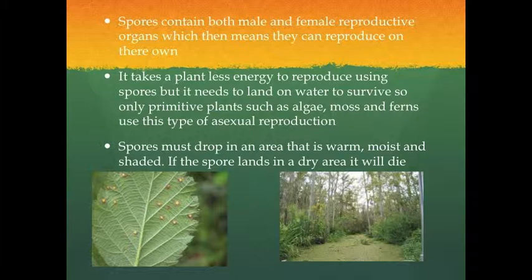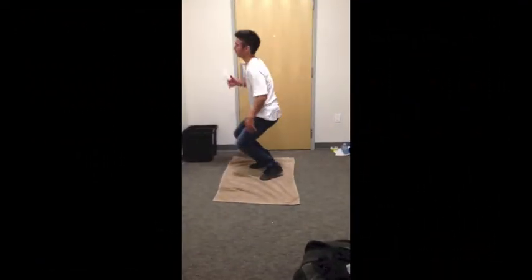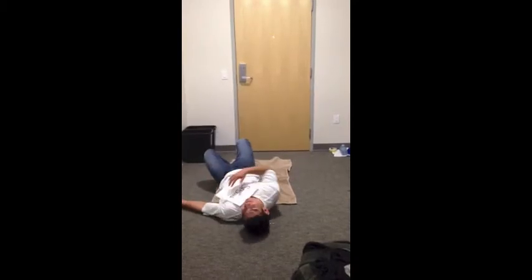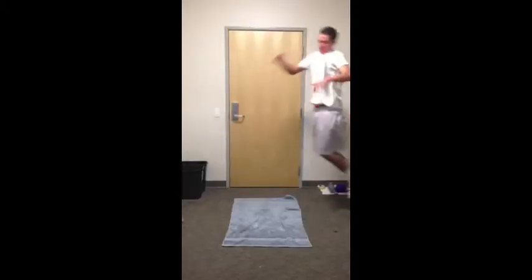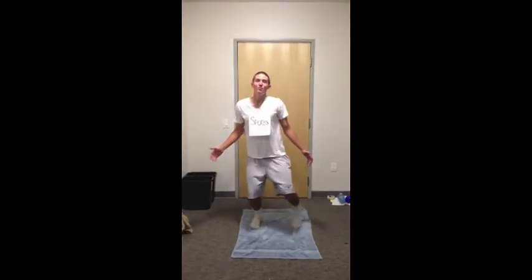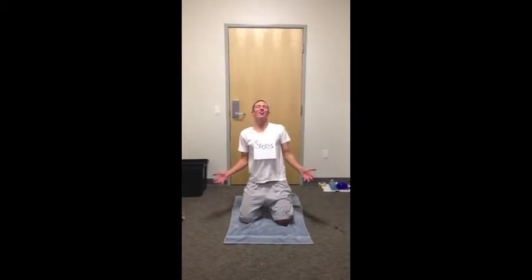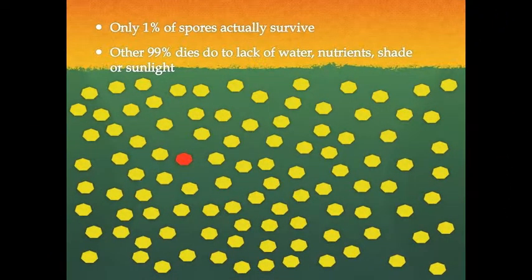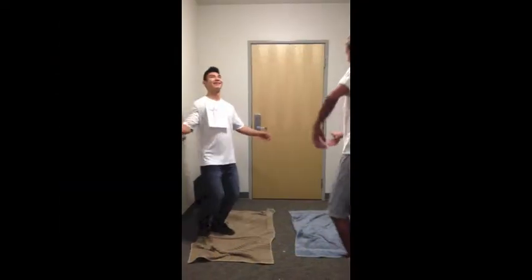Spores must drop in an area that is warm, moist, and shaded. If the spore lands in a dry area, then it will die. Water. Only 1% of spores actually survive. The other 99% die due to the lack of water, nutrients, shade, or sunlight.